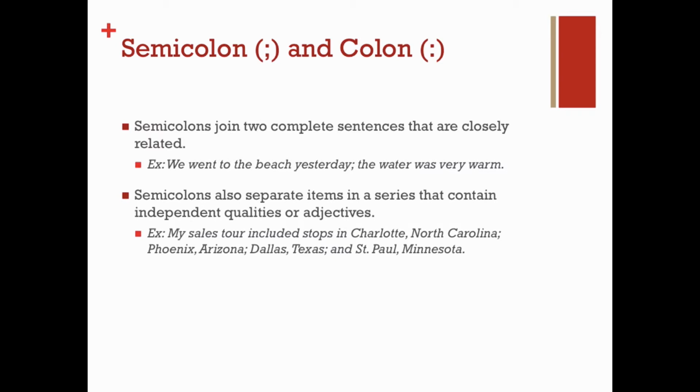Semicolons also separate items in a series that contain independent qualities or adjectives. The example that I have here actually lists city and state, and this is something that always gets separated by a comma. But to make things clean and delineate them nicely, after each city and state gets listed, we put a semicolon in between. So, example: my sales tour included stops in Charlotte, North Carolina; Phoenix, Arizona; Dallas, Texas; and St. Paul, Minnesota.